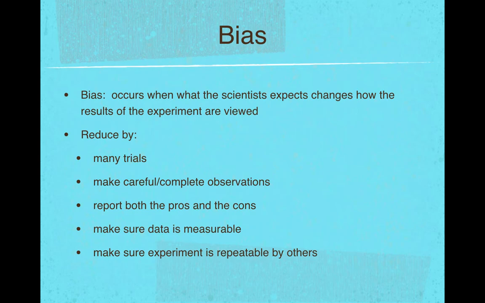We make careful and complete observations, recording everything we see and observe. We report both the pros and the cons, not leaving any data out. We make sure our data is measurable: does it have a value and a unit attached to it? Would someone else come along and make that same measurement? And finally, make sure that the experiment we're running is repeatable by others. That way, someone else that doesn't have that bias towards the experiment would get the same results.